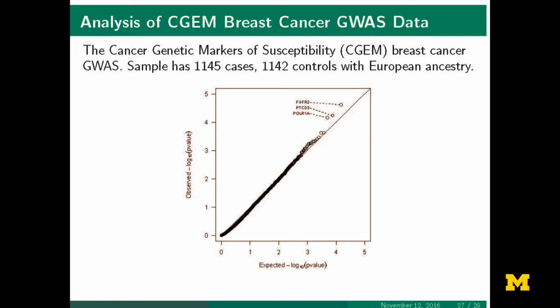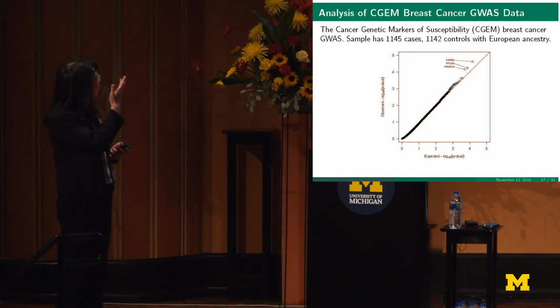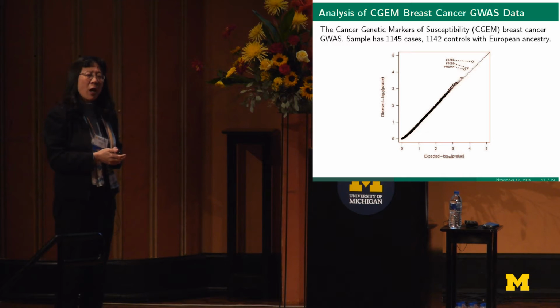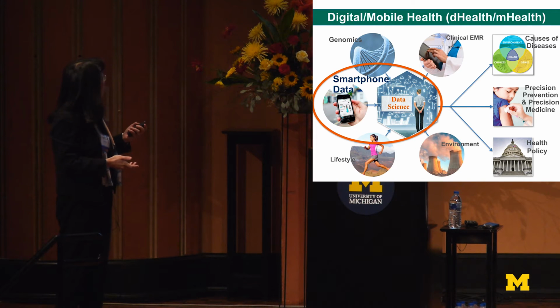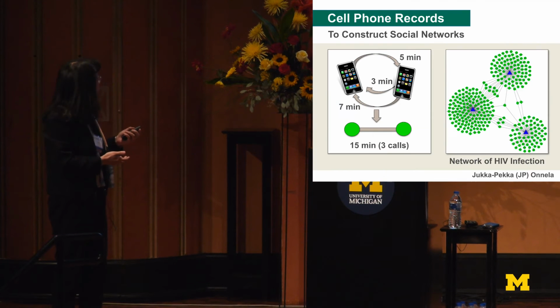We applied this generalized higher criticism strategy to a breast cancer GWAS study, which has about 1,000 cases and 1,000 controls. We did the gene-level analysis, and multiple genes which are well known in the breast cancer GWAS literature popped up, for example FGFR2.